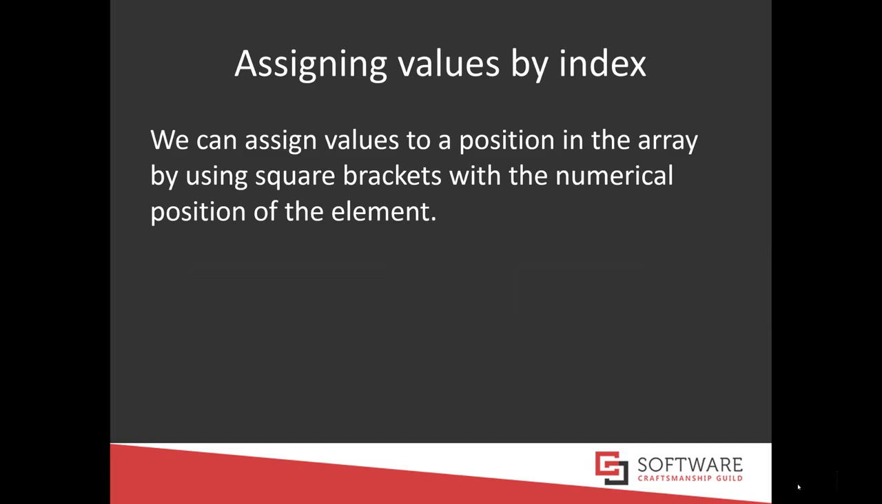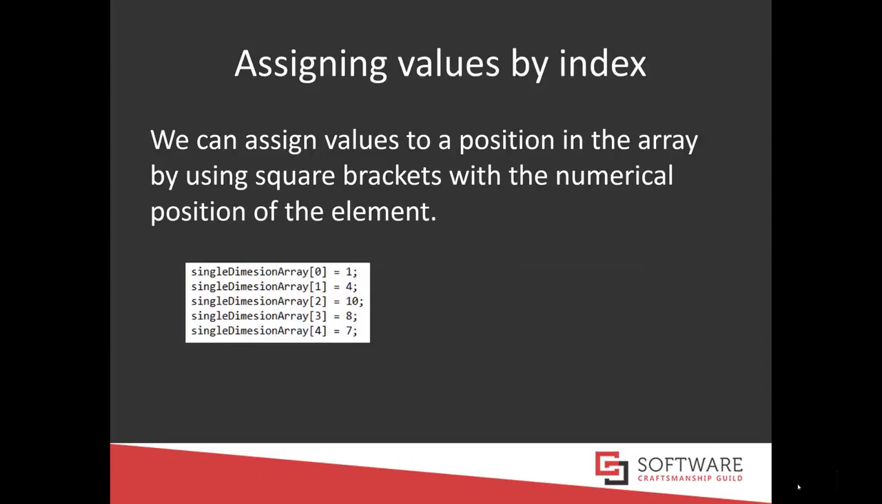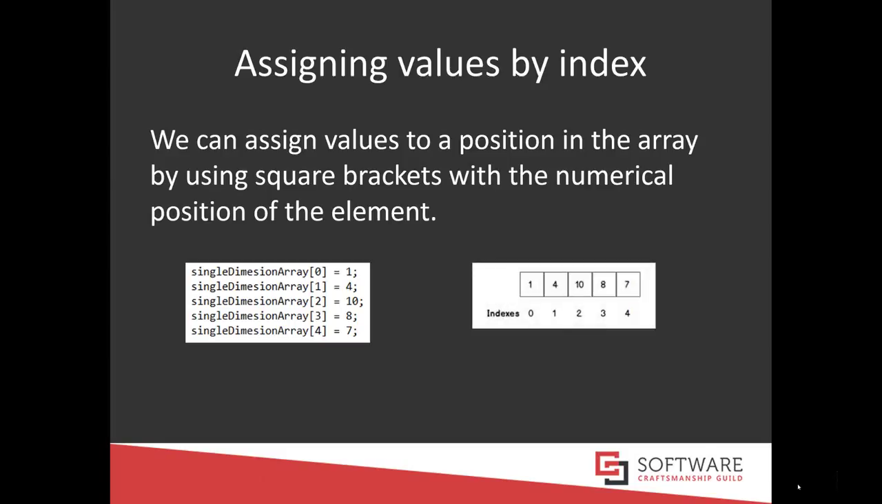If we want to read or write values to an array, we use the square brackets and we give the numerical coordinate of the element that we want to access. So again, let's look at some code. That array we declared in the previous slide. Position 0, we want to set equal to the number 1. Position 1 we set to 4, 2 to 10, 3 to 8, 4 to 7. By the time all these statements run, the array will now look like this.